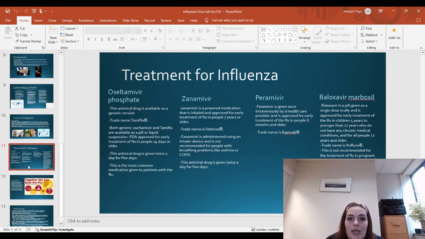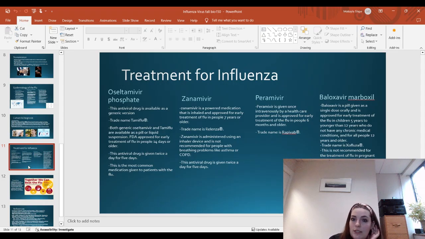Zanamivir is a powdered medication that is inhaled and approved for early treatment of the flu in people 7 years or older. The trade name is Relenza. Zanamivir is administered using an inhaler device and is not recommended for people with breathing problems like asthma or COPD. This antiviral drug is given twice a day for 5 days.